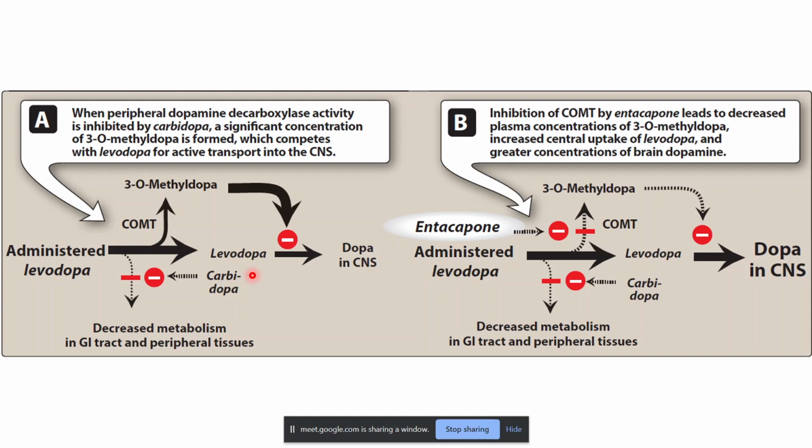So entacapone and tolcapone selectively and reversibly inhibit catechol-O-methyltransferase, and that will decrease the level of 3-O-methyldopa, and that increases the uptake of levodopa by the central nervous system. So additionally to carbidopa, we can also add entacapone or tolcapone to the levodopa.